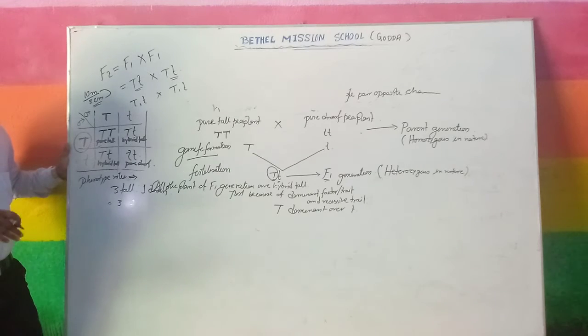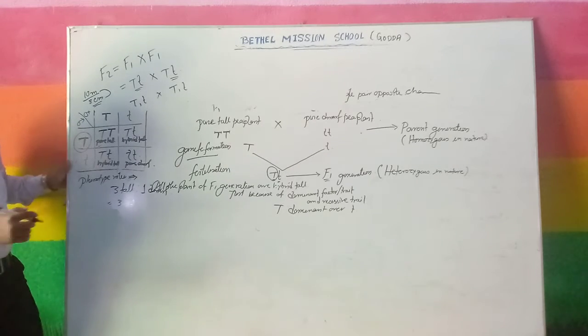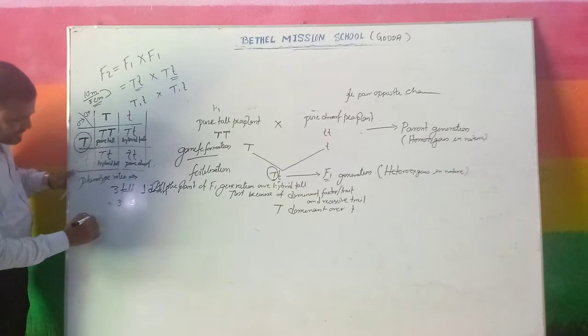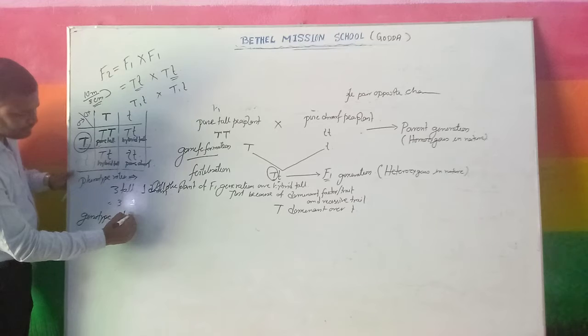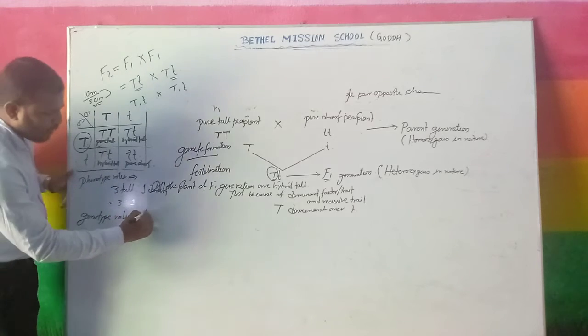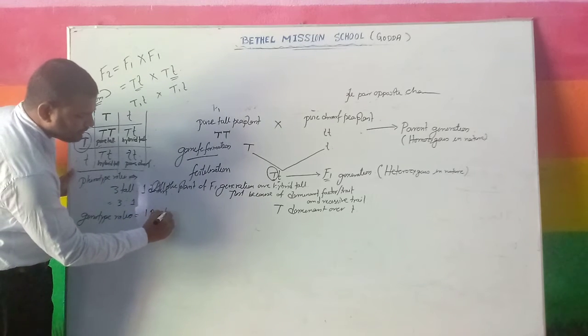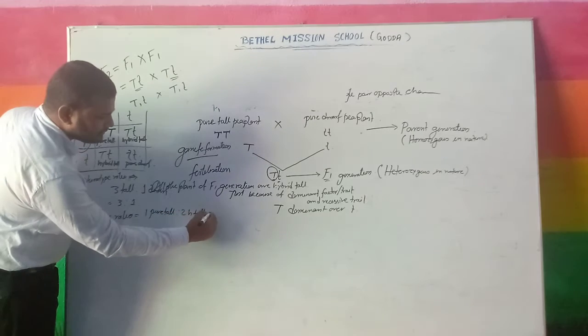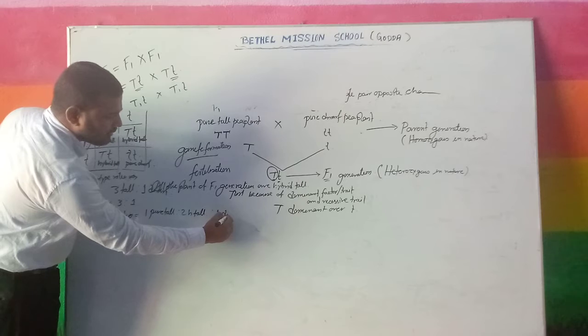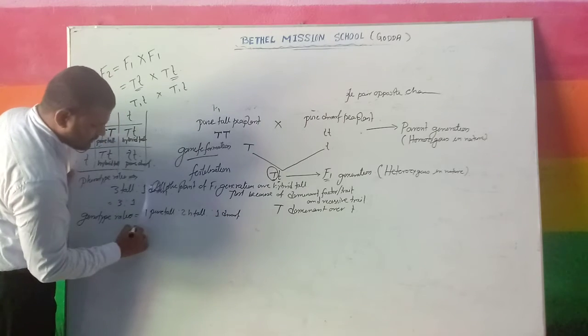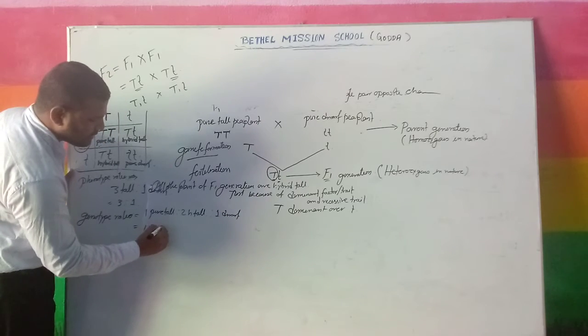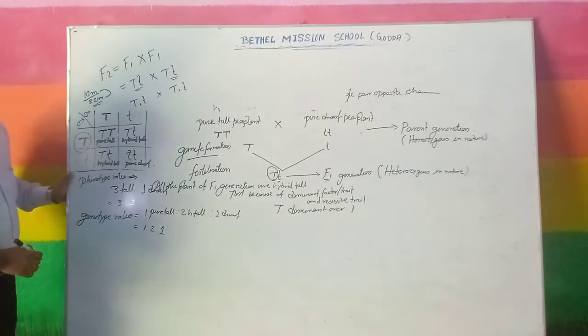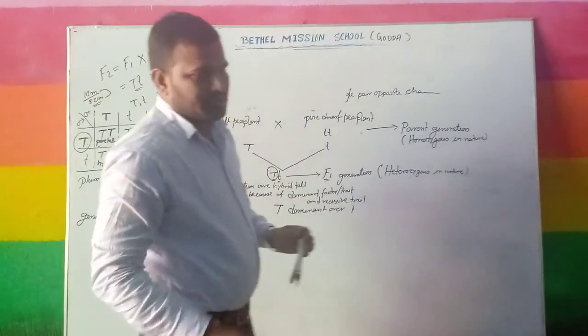Now when we judge the ratio on the basis of genetic features, then we get the genotype ratio. Here 1 pure tall, 2 hybrid tall and 1 pure dwarf. So the genotype ratio will be the 1:2:1. These are the monohybrid cross. Clear?